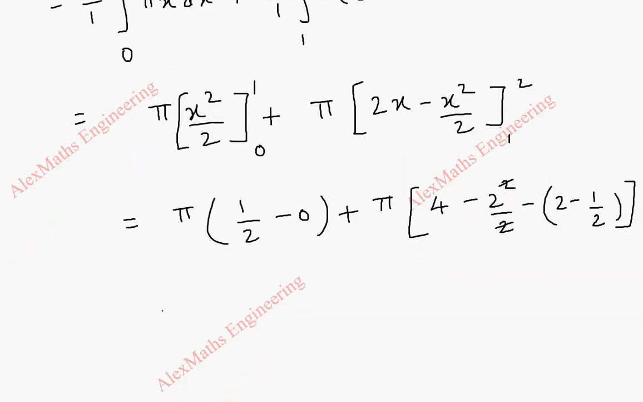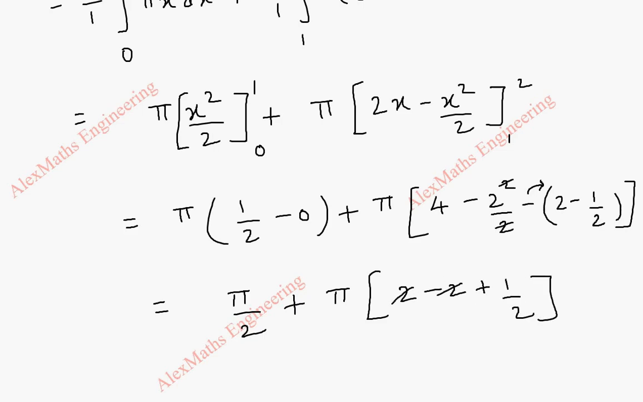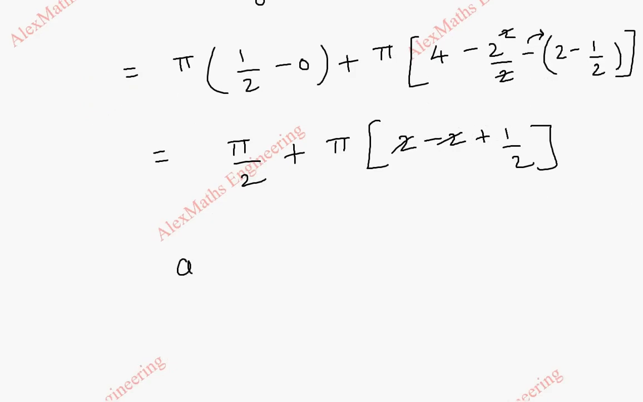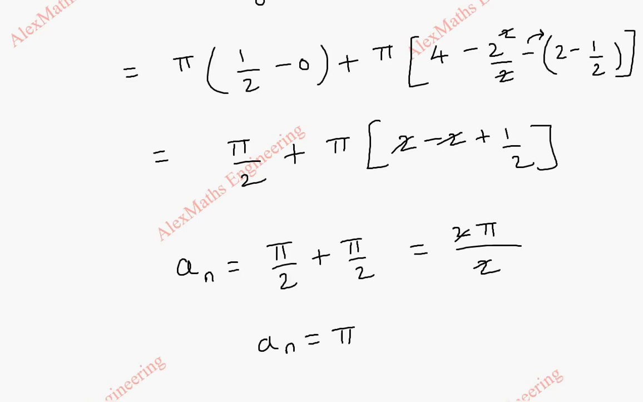So finally this part is pi by 2 and we have pi here, 4 minus 2 is 2, and after removing this bracket we get minus 2 plus 1 by 2. We can cancel this. So we are left with only 1 by 2. So totally a0 is pi by 2 plus pi by 2. By adding this we get 2 pi by 2. We can cancel. So finally a0 is pi.